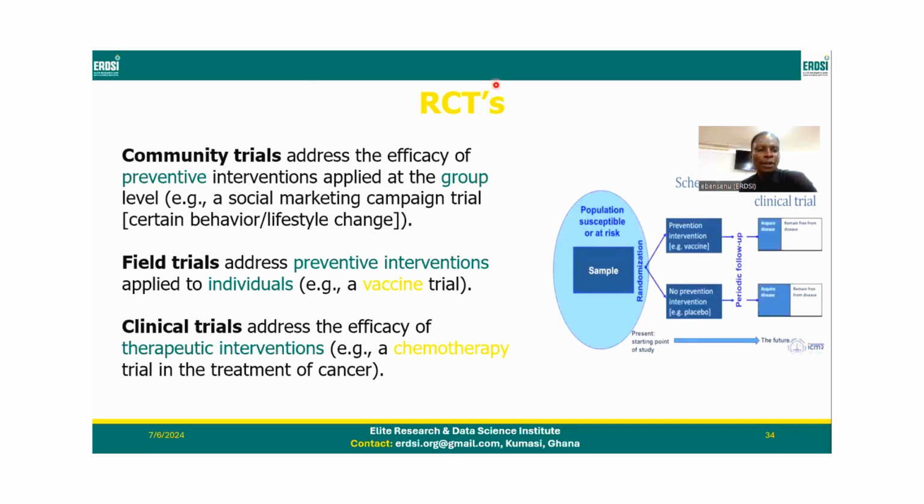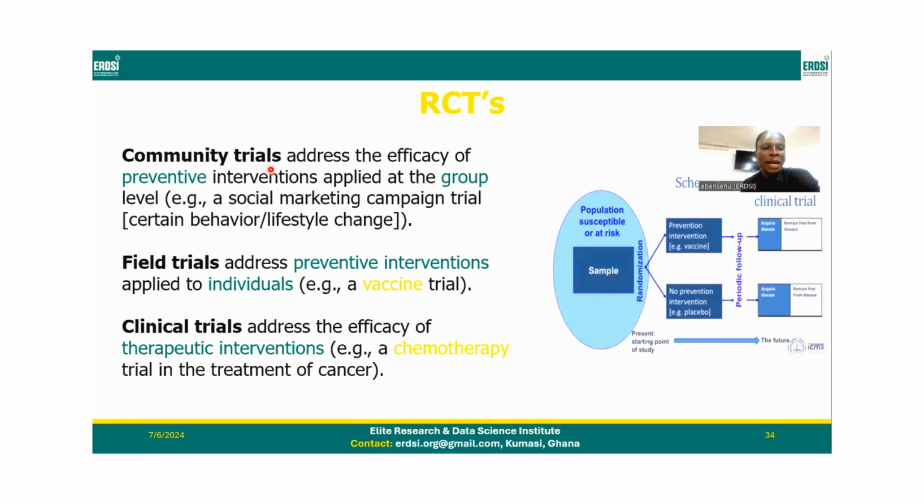Most often we can have, as we said, community trials, field trials, and clinical trials. What is the difference? Community trials, mostly we are looking at some social intervention. Maybe you want to cause some life change, you want the community to shift to a particular lifestyle to see what will happen. So it focuses on a group level.